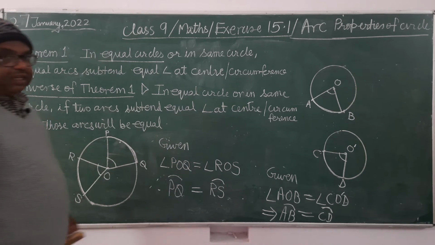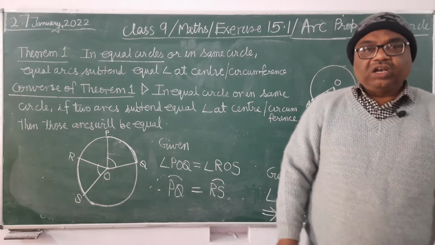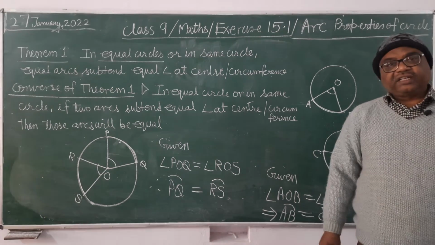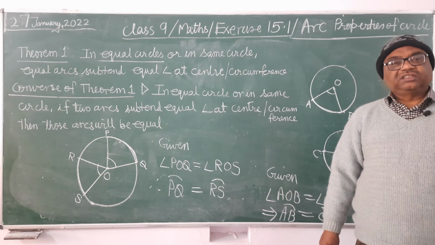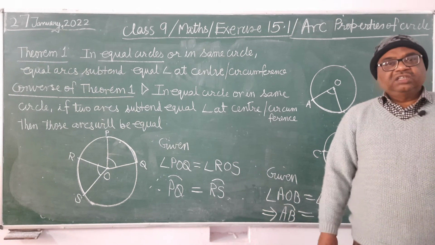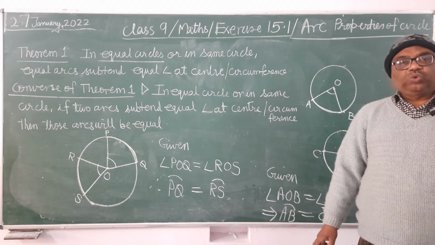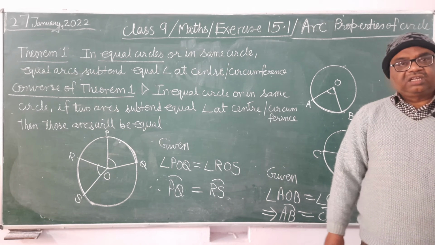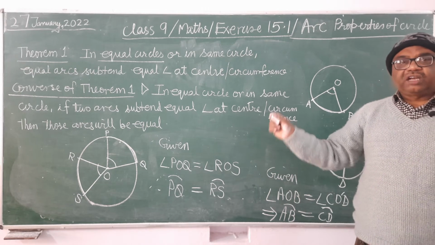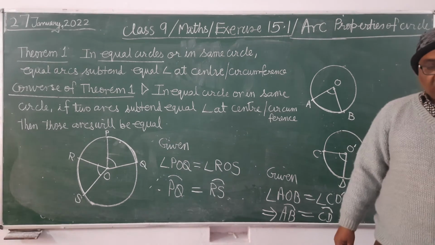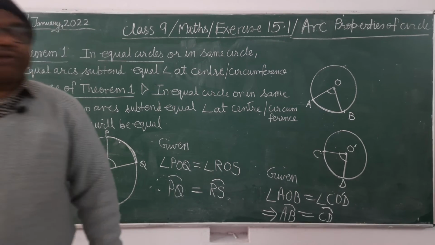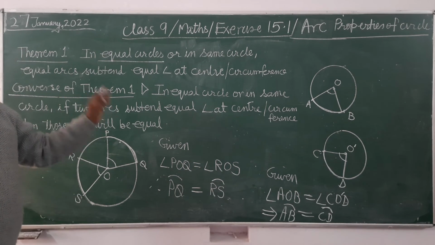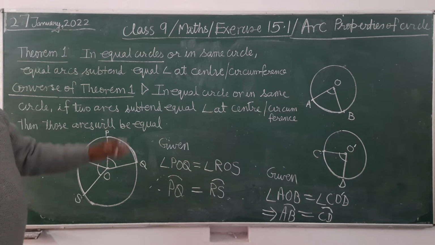In equal circles or in the same circle, if two arcs are of equal length, then they will subtend equal angles at the center. They will subtend equal angles at the remaining part of the circumference. What is the converse of this? In equal circles or in the same circle, if two arcs subtend equal angles at the center, or at the remaining part of the circumference, then both the arcs will be of equal length. Now, proving of these theorems we will not do, only the explanation is enough, no need of proving.